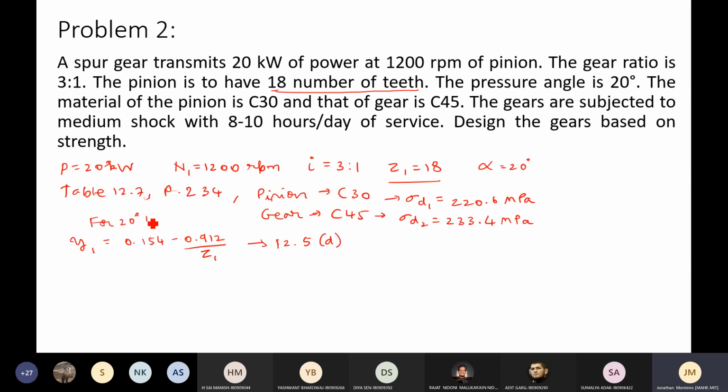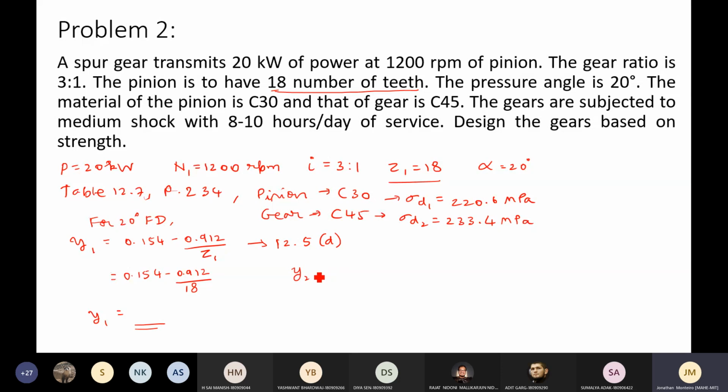For 20-degree, if I want to be more specific, I can say full depth. Since full depth or stub depth is not mentioned, I'm free to choose full depth. By default you can take it as full depth. Only when stub teeth are mentioned can you go for the stub system. So for 20-degree full depth, this is the equation: 0.154 minus 0.912 by Z1. What will be Z1 here? Z1 is 18. So we get some value of Y1.